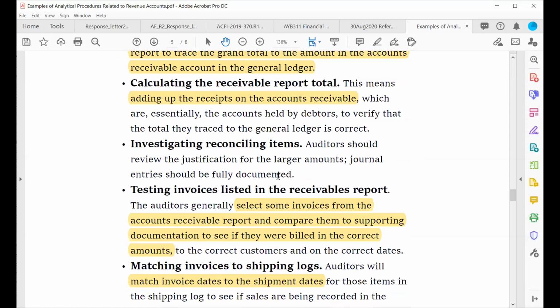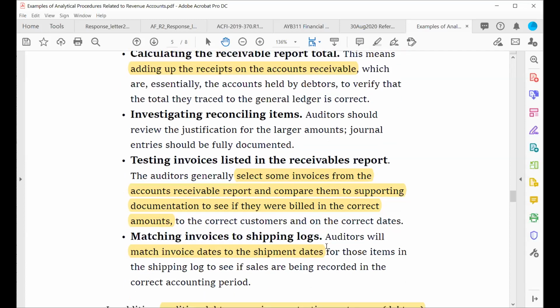On the other hand, for the occurrence assertion, we're doing vouching procedures to test the sales transaction documents listed in the receivable reports. So basically, these serve for the existence and completeness assertion, and also the occurrence assertion for the sales and accounts receivable.